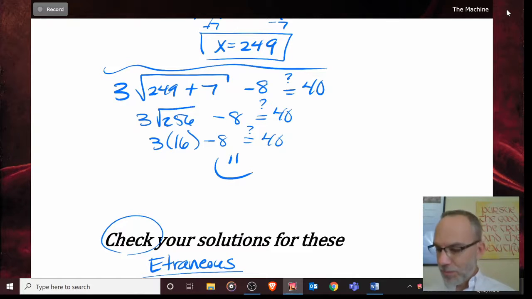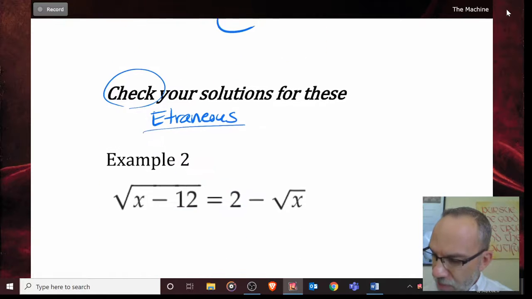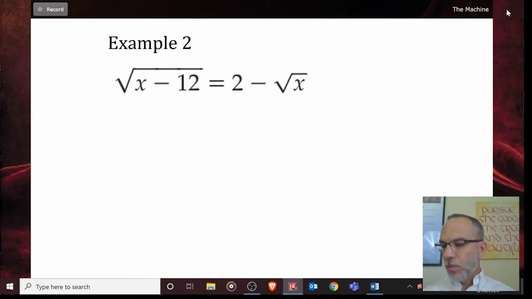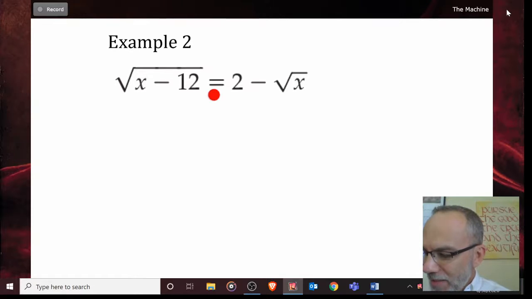Sometimes you get one that won't. So you've got to check them. So example number 2. Oh no, what's going on here? So okay, here's my equal sign, and then I've got a square root package, and then there's my variable, and then oh no, I've got another square root package. What do I do now?